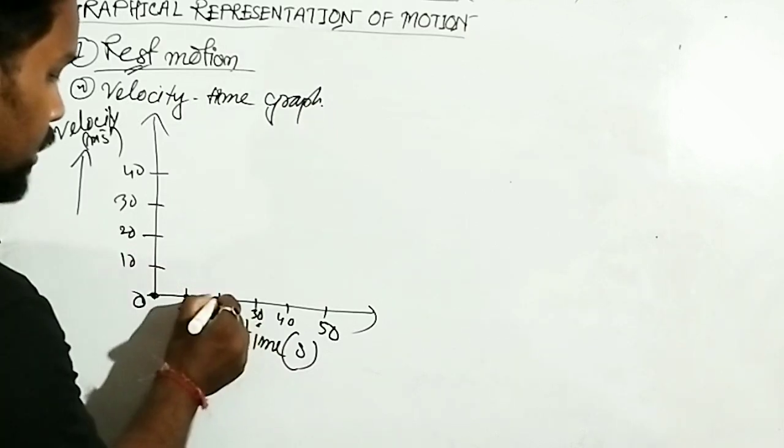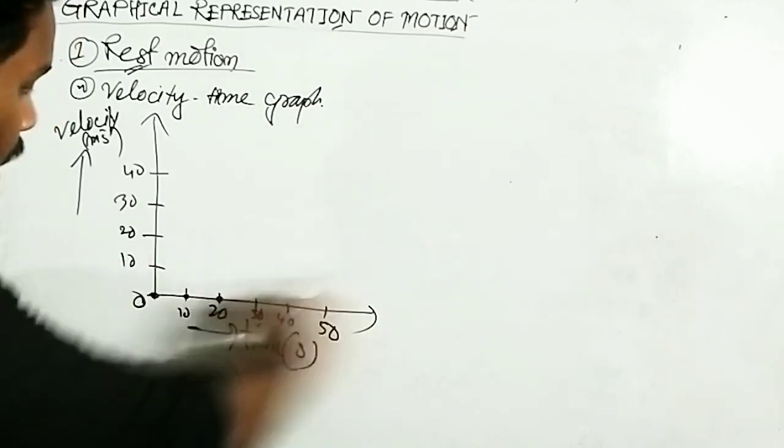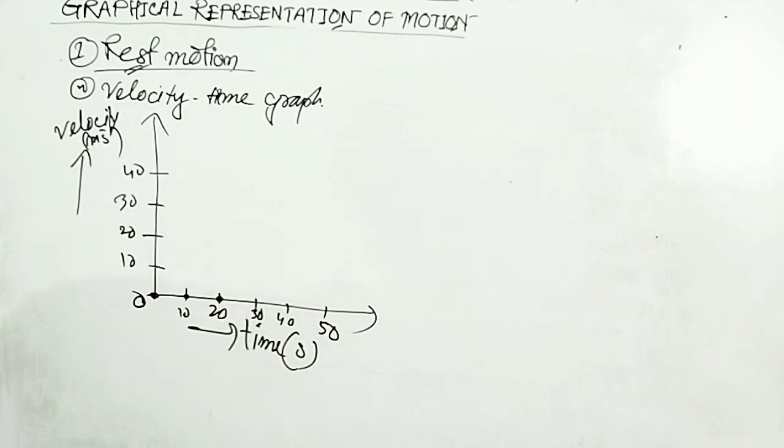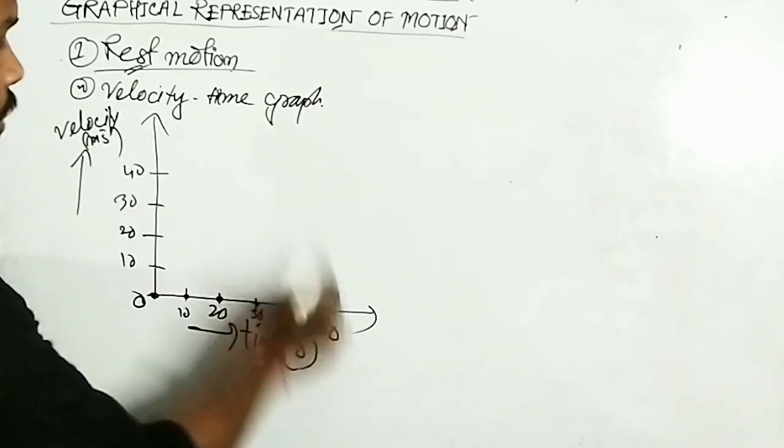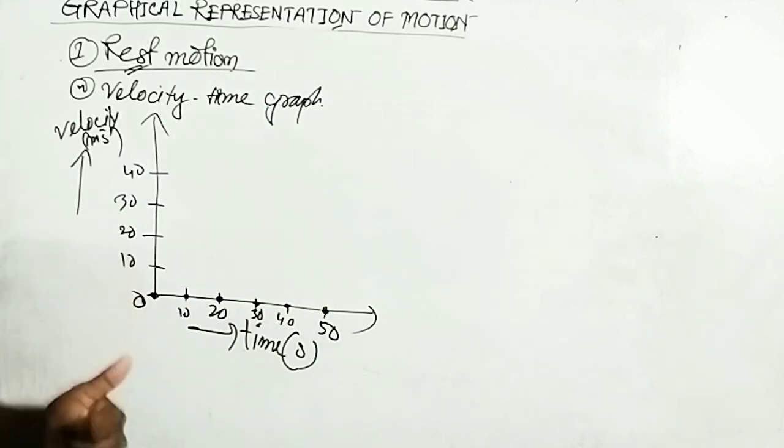At 20 seconds, it is again going to have a 0 velocity because this is the curve where the velocity is not changing, right? Only the time is changing, okay? At 30, it is going to be here. At 40, it is going to be here. At 50, it is going to be here. That means what can you say? With time, velocity is not changing.